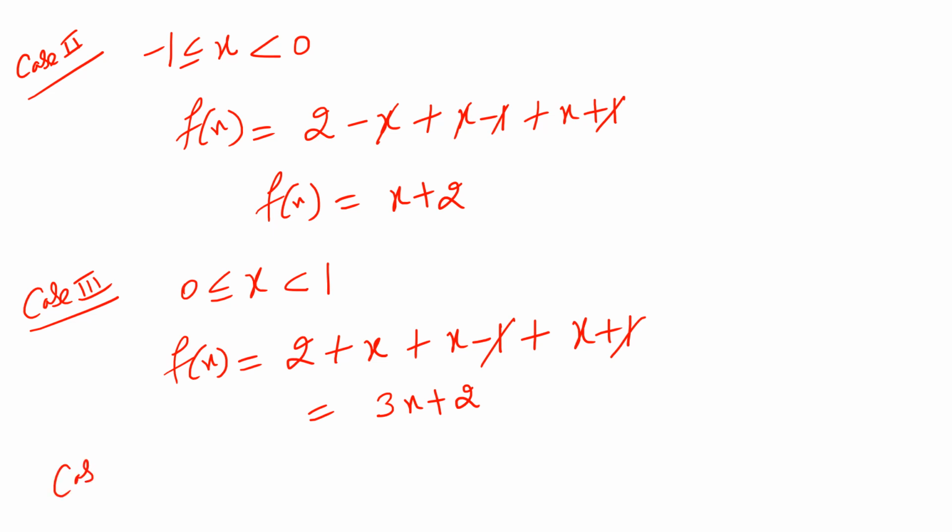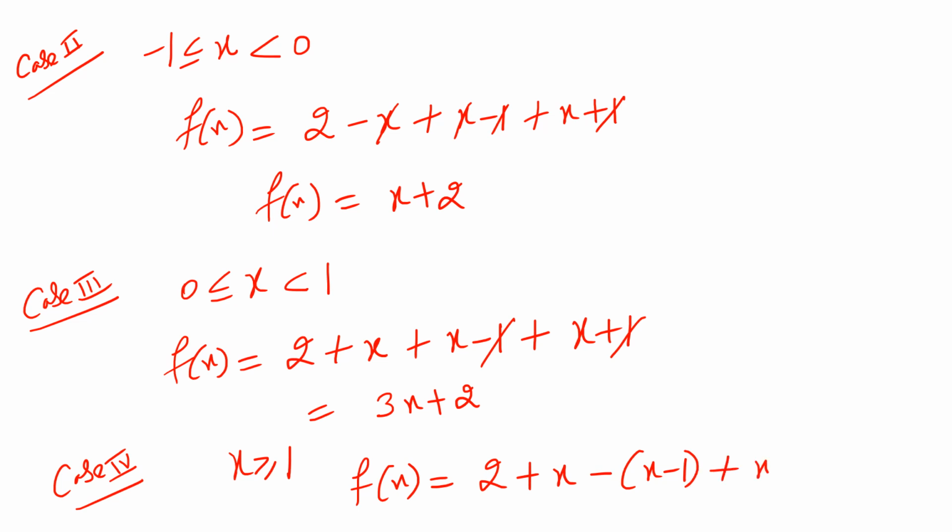And now we discuss the last case, when x is greater than or equal to 1. And now all the expressions inside the modulus signs are positive. So the value of f of x becomes 2 plus x minus x minus 1 plus x plus 1. And now this becomes 2 plus x minus x plus 1 plus x plus 1.